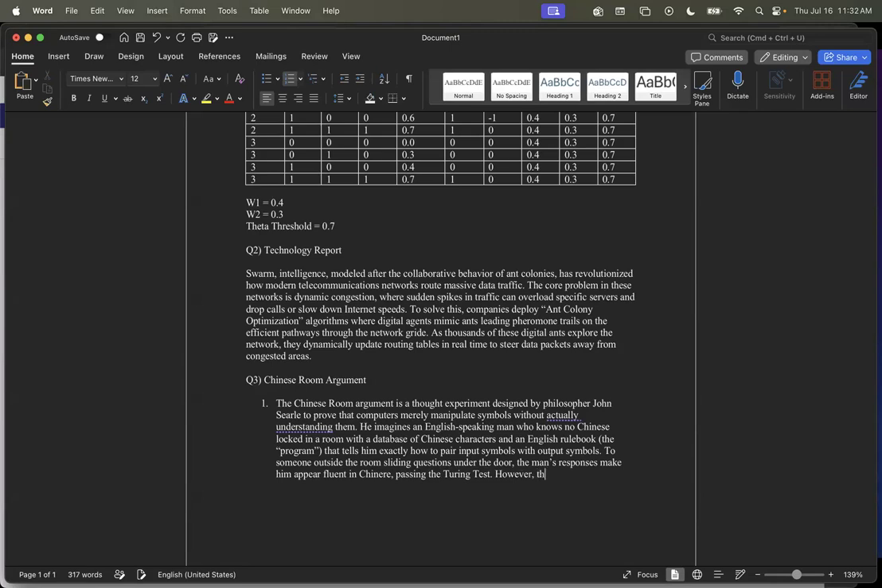However, the man is simply performing mechanical syntactic operations without understanding any of the Chinese language, proving that a program cannot produce genuine semantic comprehension.